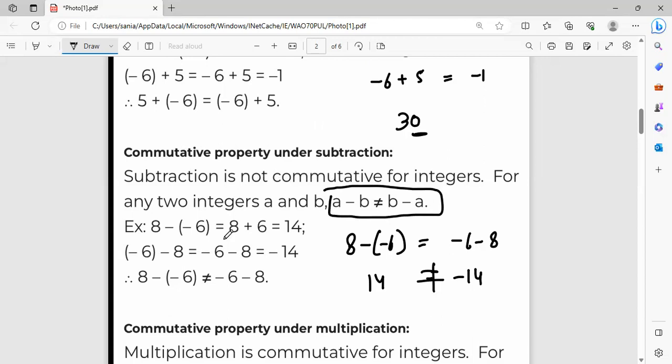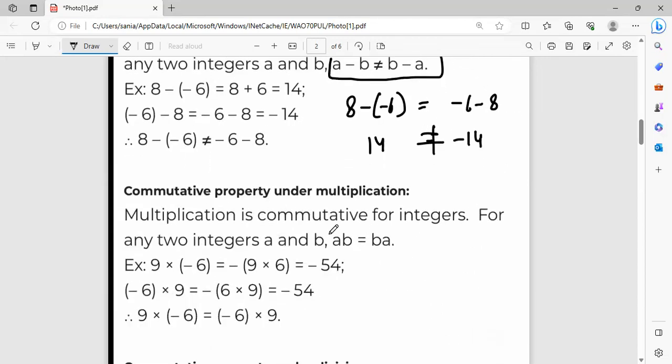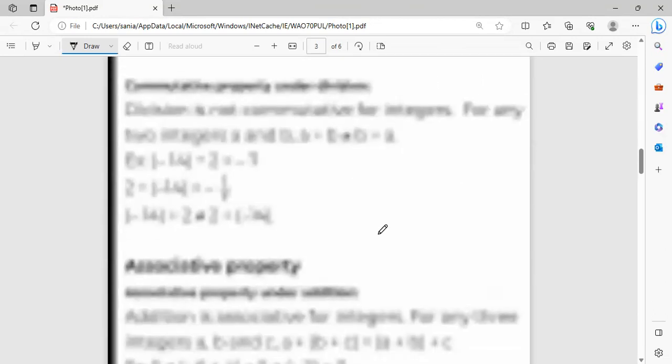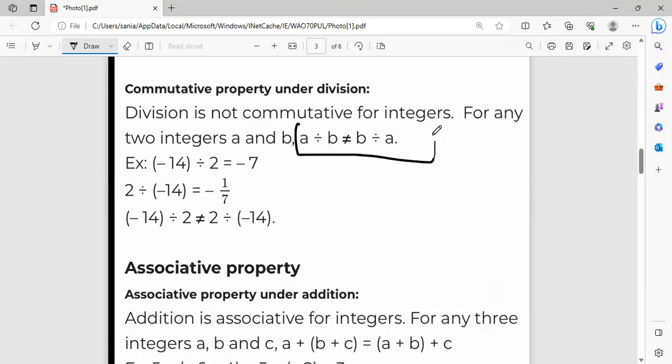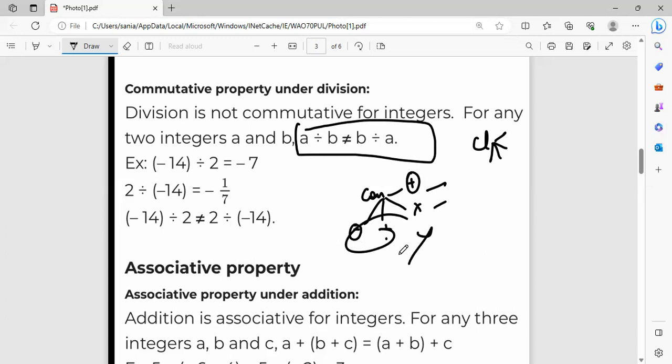Clear? In multiplication, if you multiply AB and BA, they will give you the same solution. And in division, it will not give you a solution. So in closure, for addition, multiplication, subtraction, and division, we got the answer. But in the commutative property, addition and multiplication will give you the solution, but division and subtraction will not give you the solution. Clear? Okay.